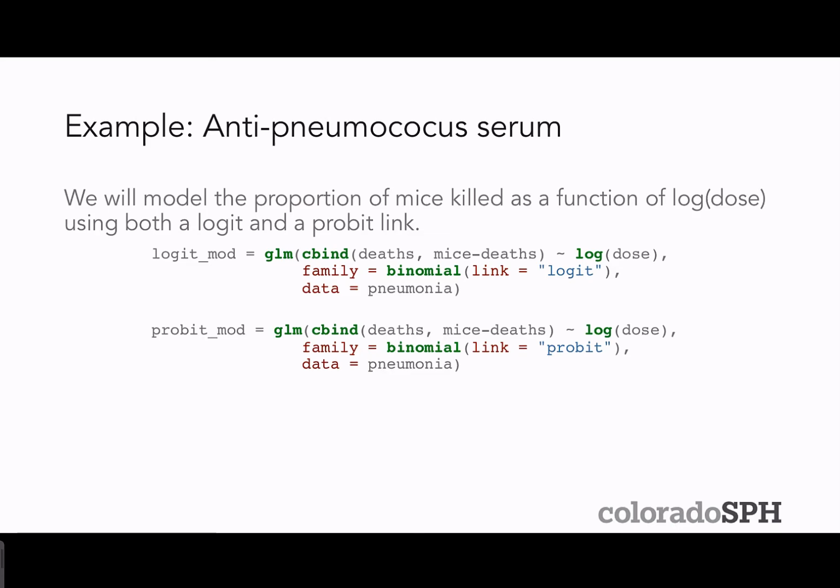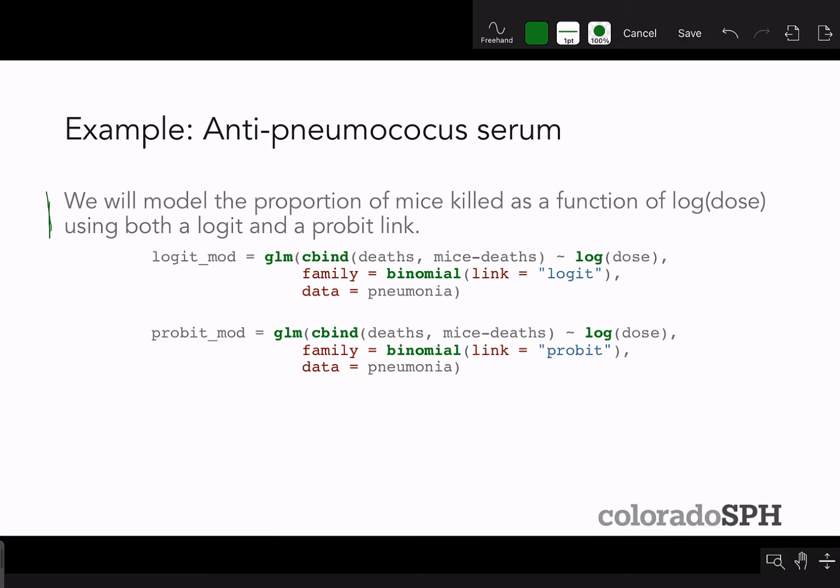So we're going to model the proportion of mice killed as a function of log dose using both a logit and a Probit link. So the logistic model, the model with the logit link, is written here. Here I'm using the cbind with the number of successes and number of failures format, because that's the way that the data is structured.